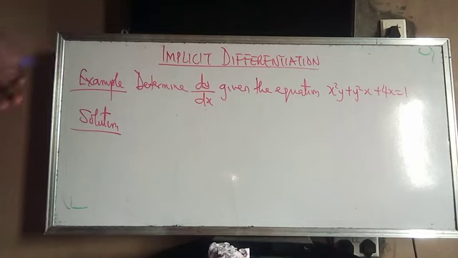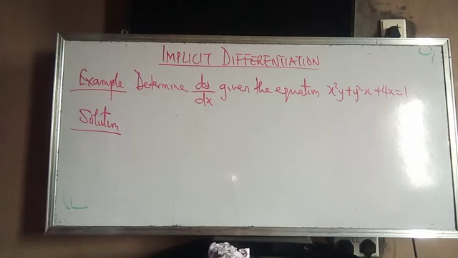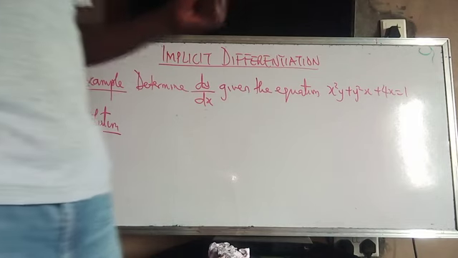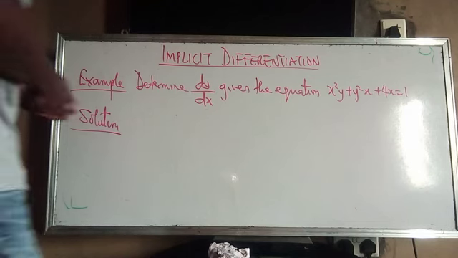Now, to differentiate anything like this, listen. Anytime you differentiate y under implicit differentiation, you always write dy/dx. Again, anytime you differentiate y, you must always include dy/dx. Okay, now let's go ahead.